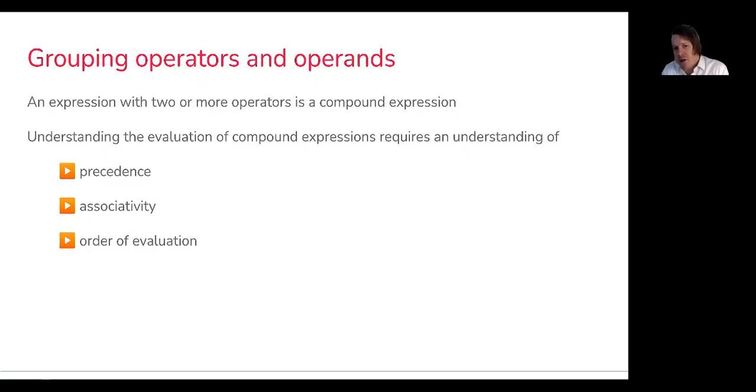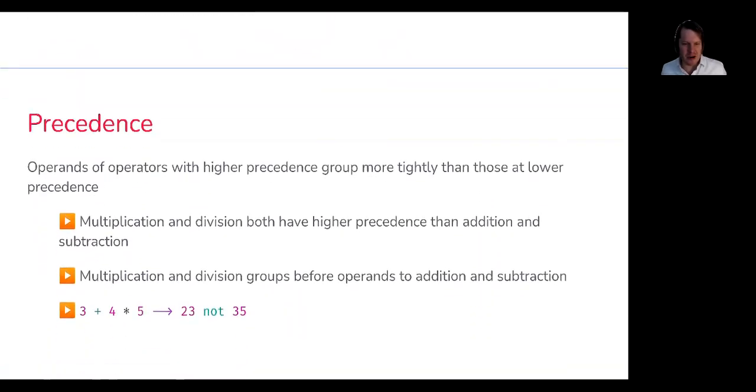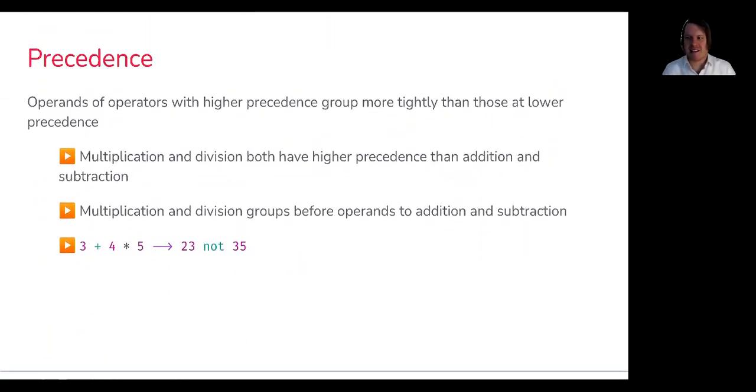So an expression with two or more operators is going to be called a compound expression. To understand how these expressions are evaluated requires an understanding of precedence, associativity, and the order of evaluation. The last one's a little tricky, but I think it'll be clear with the example we have. It's kind of strange. We'll go with that and continue through. But let's start with precedence here.